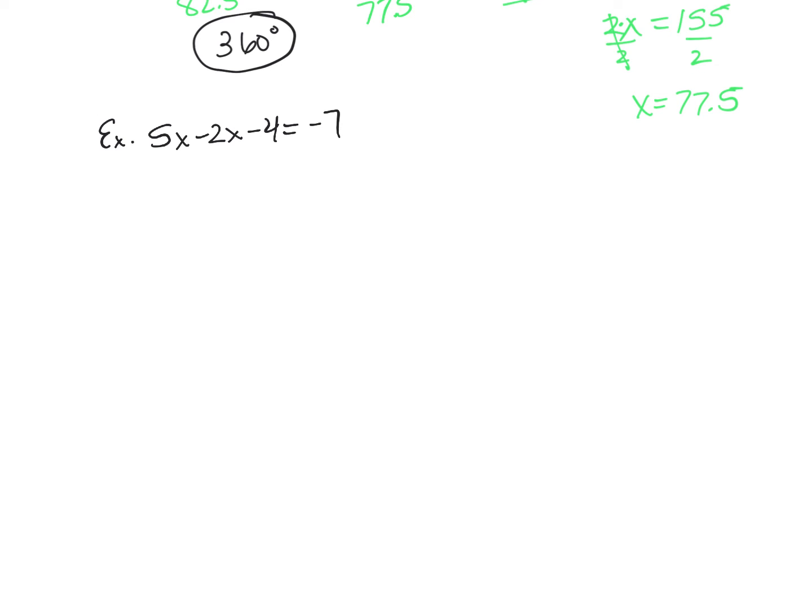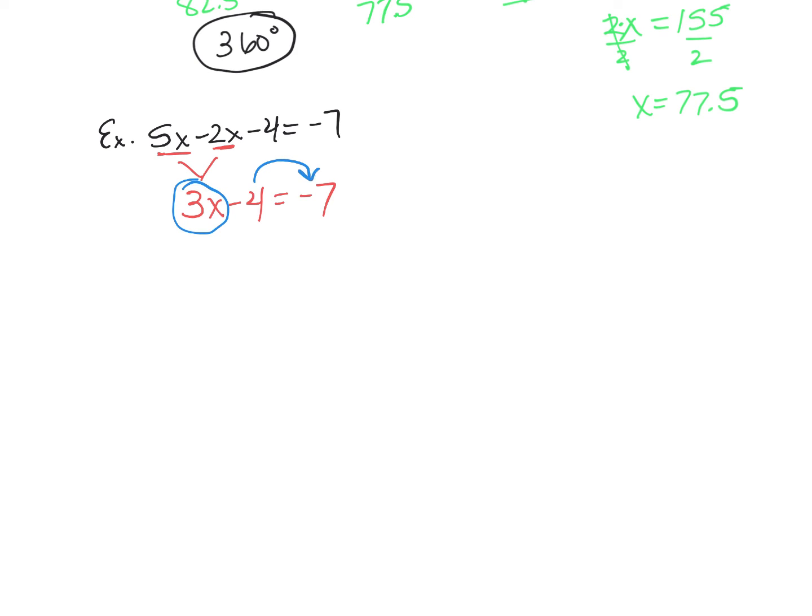So what I want you to remember, if the terms are like terms on the same side of the equal sign, right? They're all on this left side of the equal sign. We are going to combine them. We're just going to do as they say. Don't change any sign. So we have 5 minus 2, which becomes 3x minus 4 equals negative 7. Now I want to solve for x.